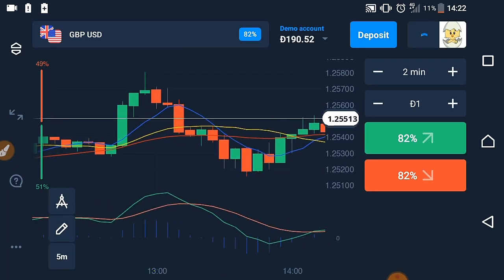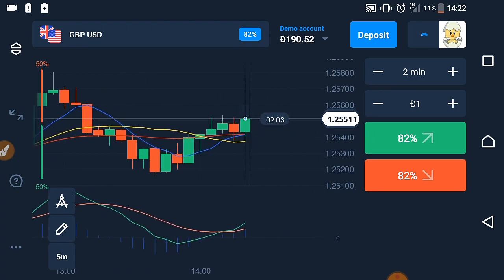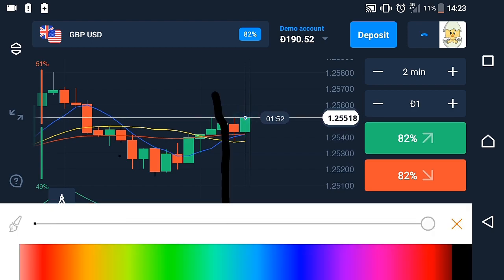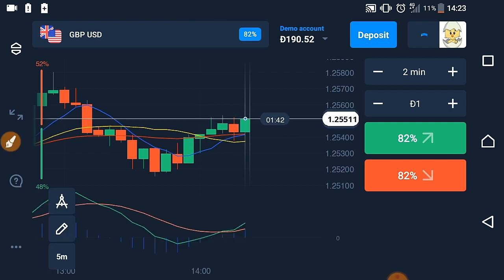So how do we use this strategy to make trades? Let me show you a quick example over here. You can see that the blue line crosses the yellow line upwards. Once the blue line crosses the red line upwards, that's when you make an up trade. When the blue line crosses the red line downwards, that's when you make a down trade.